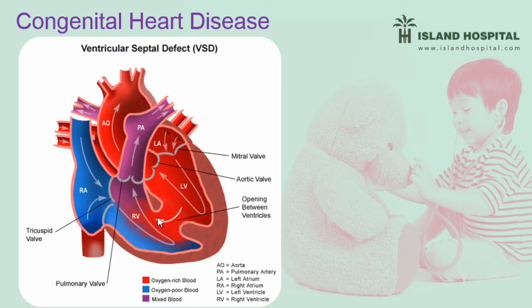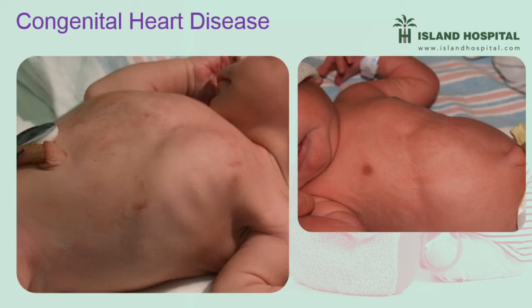But in about 20% of babies who have VSDs, the hole is just too big and it will not close by itself. And what happens is we will need to operate, or sometimes if we can, we try and put in a device or an umbrella to close up this hole. So that is a ventricular septal defect.